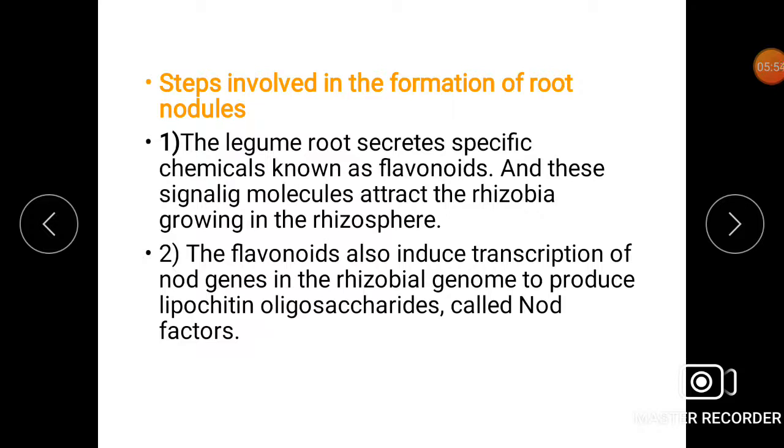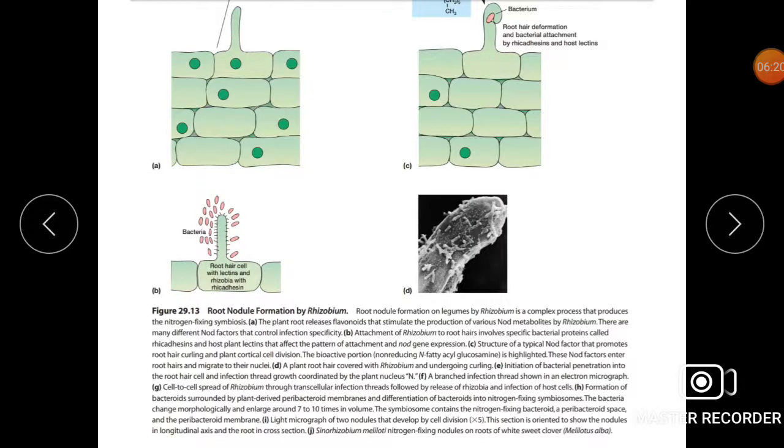The legume root secretes specific chemicals known as flavonoids. An example for this is tryptophan, and bacteria will absorb and metabolize it to produce IAA, and these signaling molecules attract the rhizobia growing in the rhizosphere. This is the first picture in this. This is the root nodule.